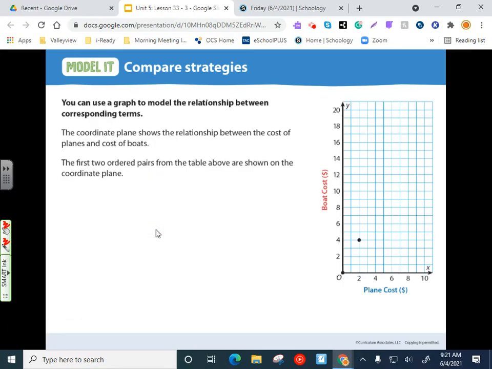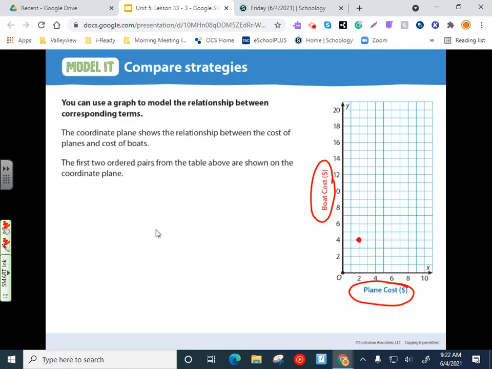You can use a graph to model a relationship between corresponding terms. The coordinate plane shows a relationship between the cost of planes, which are here, and the cost of boats. The first two ordered pairs from the table above are shown on the coordinate plane. That's true. One's right here.